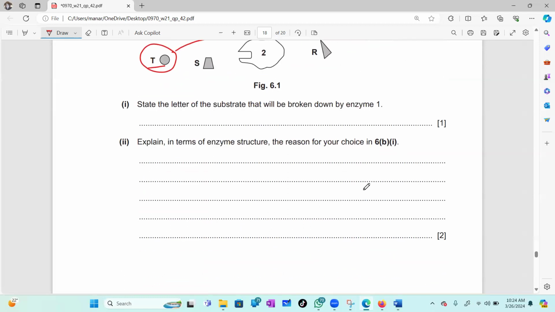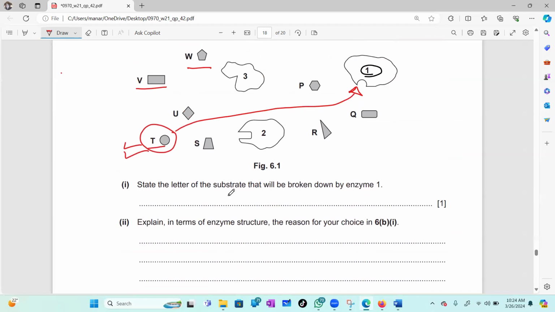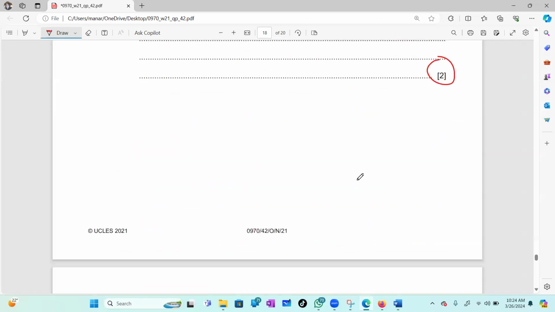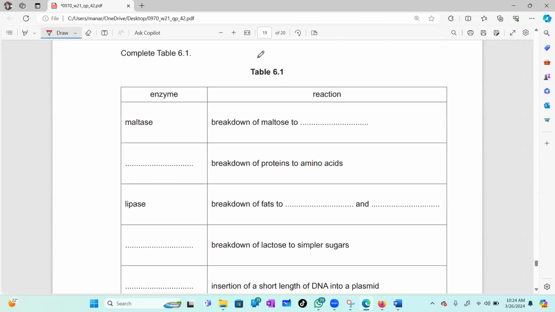Explain in terms of enzyme structure the reason for your choice, for 2 marks. Why did you choose T? Complementary active site. Very good. Excellent. Because T has a shape that is complementary to the active site. Finished. Okay, now this is the last question.